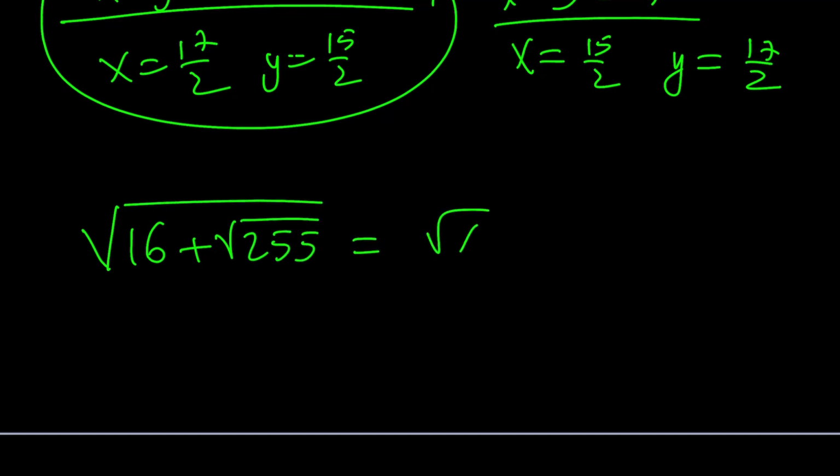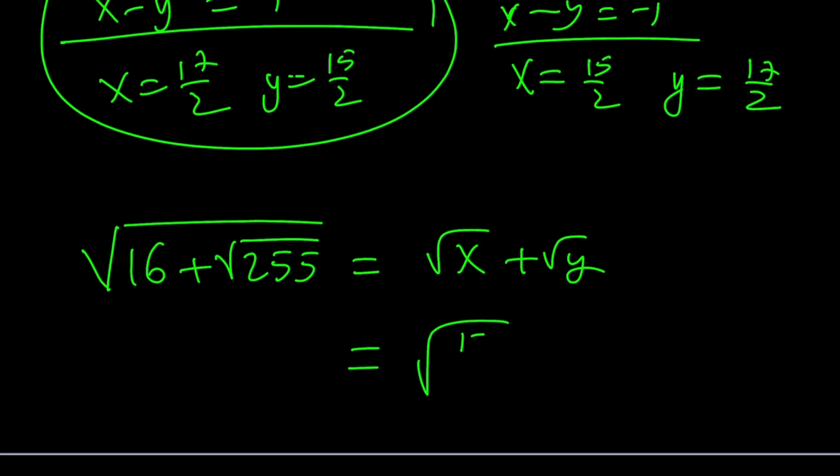This one was able to be written as follows, right? Now it's going to become square root of 15 over 2 plus square root of 17 over 2. Or you can switch them around. I guess writing the bigger one first looks better, I think.